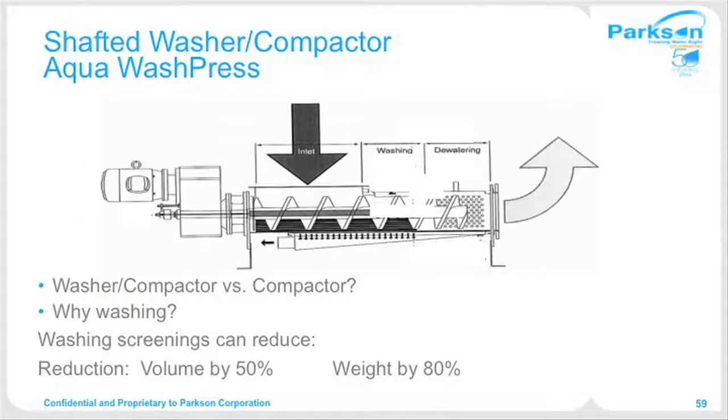So here we see our shafted washer compactor, Aqua WashPress. Why do we use a washer versus just a compactor? If there's a lot of organic matter in the screenings, then it's very important to have a washer in addition to a dewaterer, because by washing these organic solids, you can reduce the volume up to 50% and weight by 80%, and again save a lot of money in the hauling cost. And that's why we use Aqua WashPress where there are high organic solid concentrations.